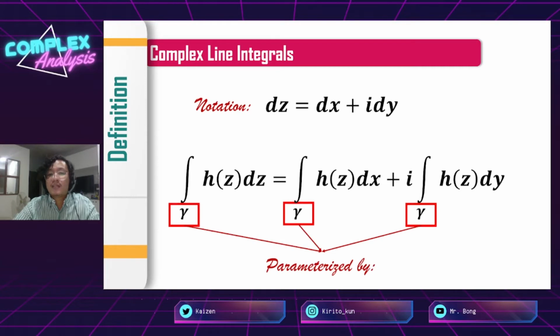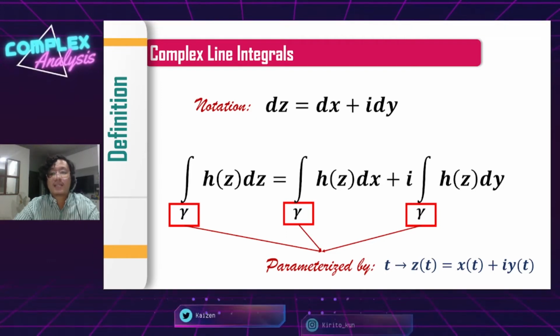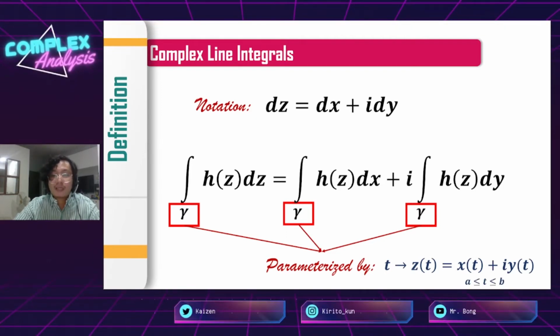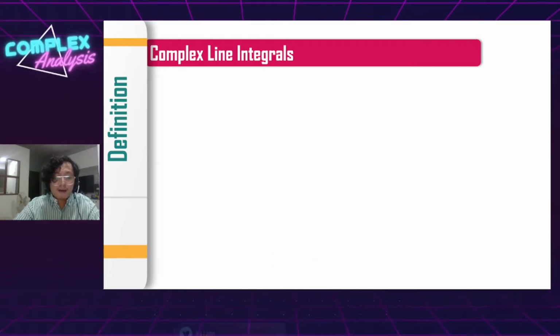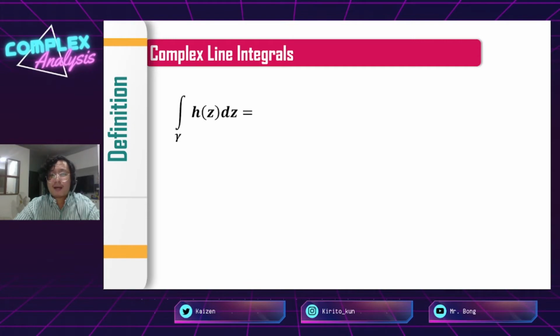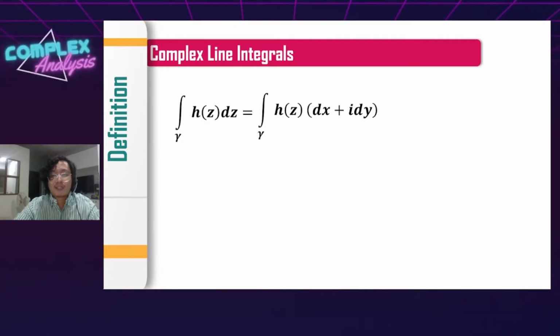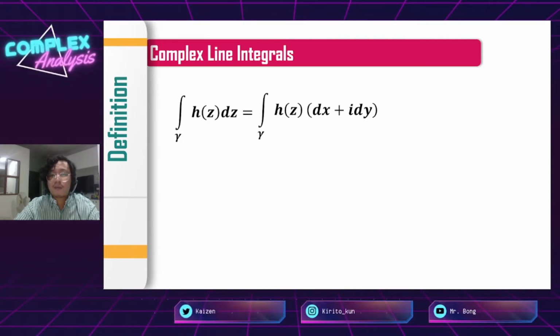And then if this gamma is parameterized by z of t equal to x of t plus i y of t, where t is greater than or equal to a but less than or equal to b, then we can also rewrite this: the integral of h of z dz under the curve gamma is equal to the integral of h of z times dx plus i dy under the curve gamma, because dz is equal to dx plus i dy.